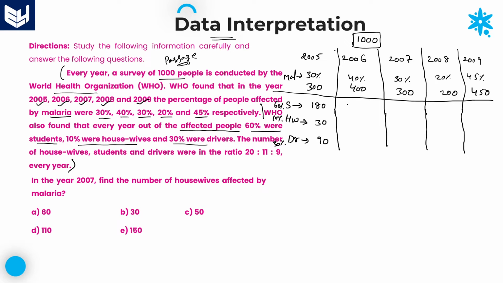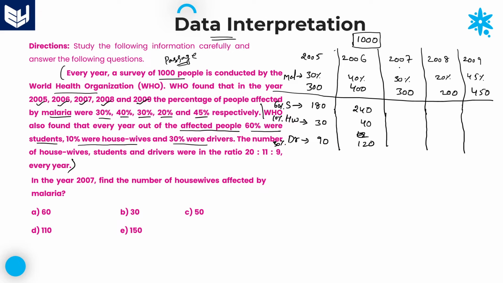And next coming to 2006. In 2006, 400 people are affected with malaria. What is 60 percentage of 400? 240. 10 percentage, 40. Next 30 percentage, that is 120. Number of drivers are 120, number of housewives 40, number of students 240.